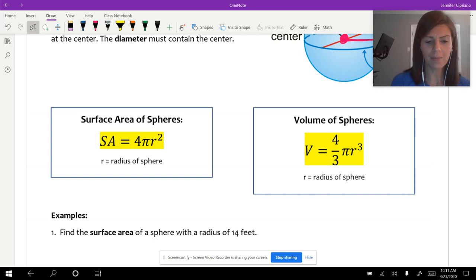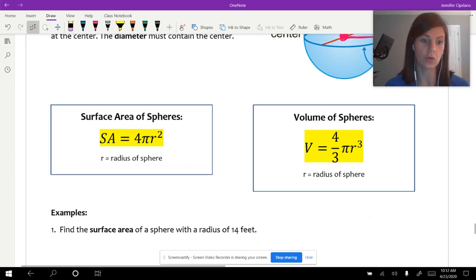So if you think about a sphere, if you were to cut a sphere exactly in half, so you had 2 halves, that cross section would be a circle, and the area of that circle would be pi r squared. So what's kind of interesting is that the surface area, the whole entire surface of a sphere, is 4 times that area. Essentially, that's what this formula is doing.